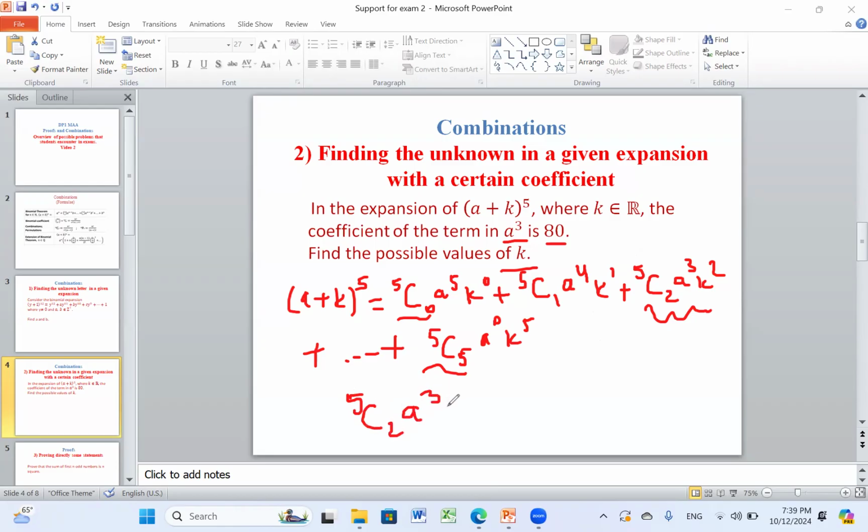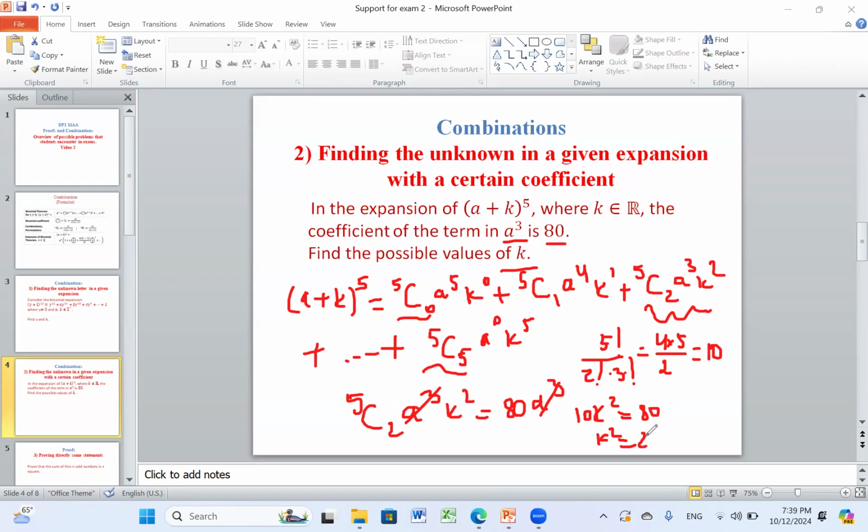It's a cube, k squared equals 80 a cube. So we can cancel a cubes. So this one is 5 factorial over 2 factorial times 3 factorial, which is 5 factorial cancels with 3 factorial, is 4 times 5 divided by 2, which is 2 times 5, is 10. So actually 10 k squared equals 80, k squared equals 8.